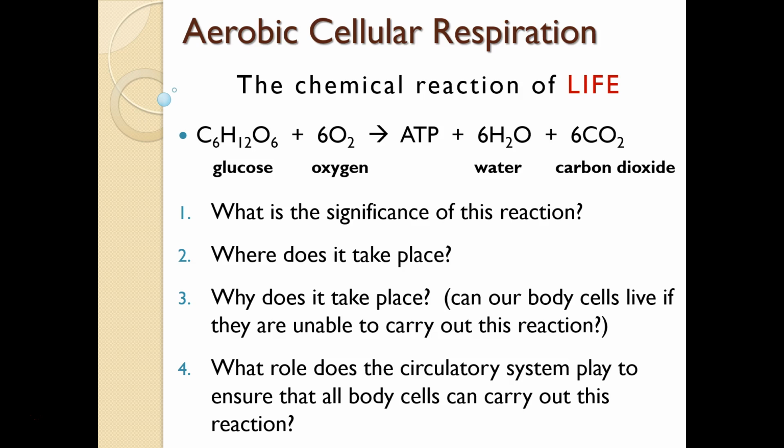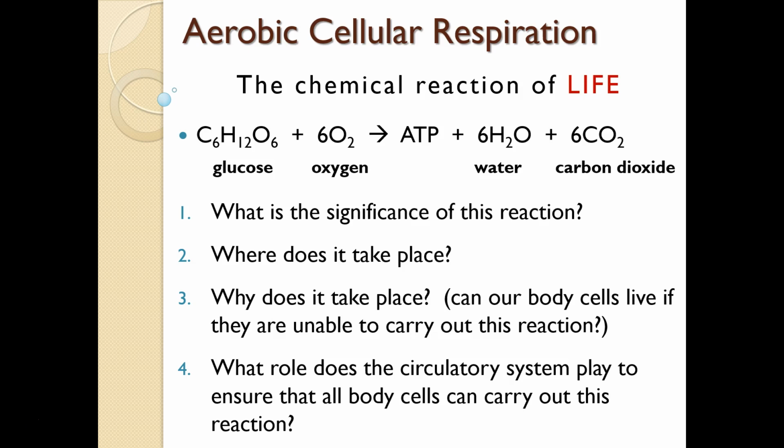Aerobic cellular respiration makes sure that the cells have the raw materials needed in order to convert that to ATP, which is the source of energy for the cell. Where does it take place? Every cell in your body. Why does it take place? Can our cells live if they are unable to carry out this reaction? No. Why? Because we need glucose and oxygen to produce the ATP. Because without it, we can't do anything.